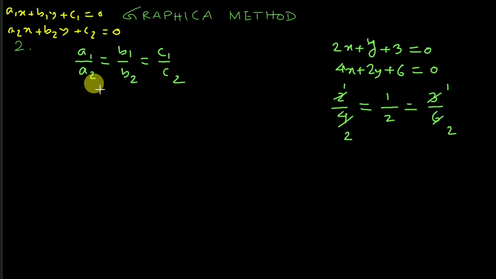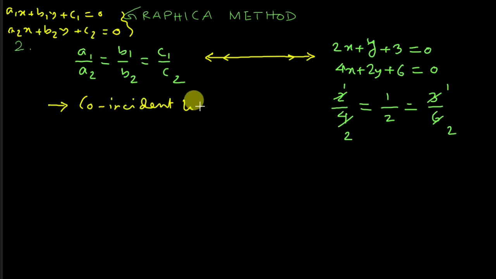If these conditions occur, then you should remember that the pair of lines will be coincident. The first line will be like this, and the second one is overlapping on it. You may think that this may not happen, but I shall show in the graphing section that they will coincide with each other. So obviously these two lines are coincident lines. You have to write coincident lines.